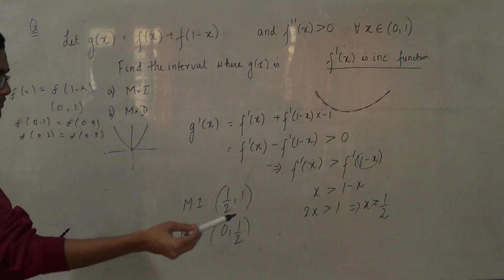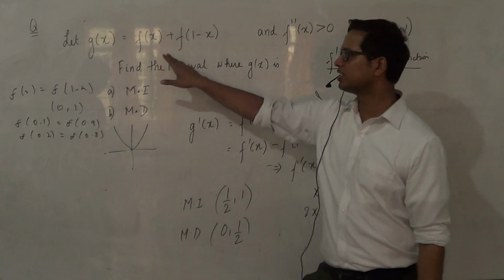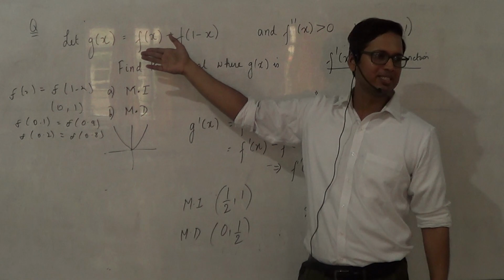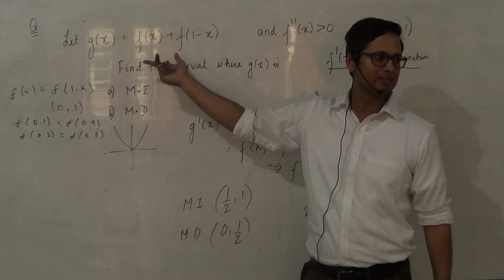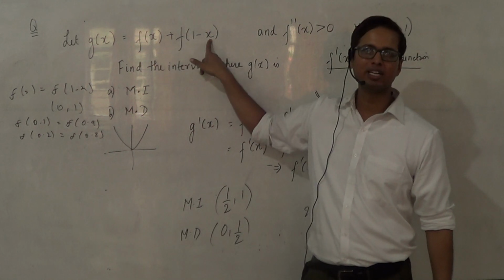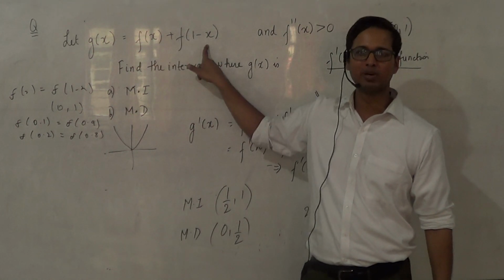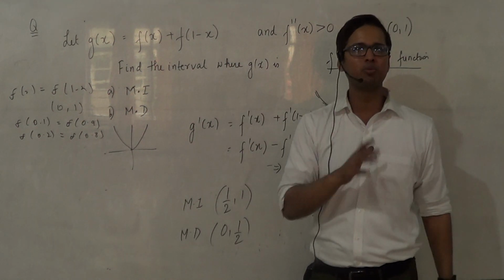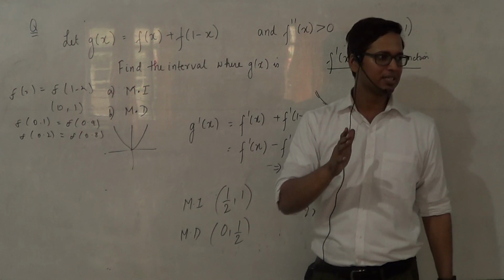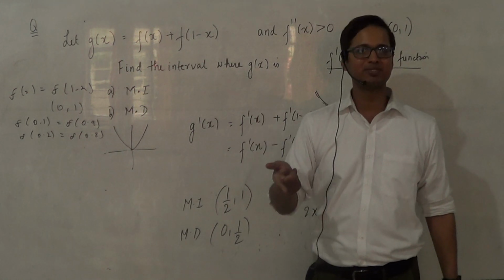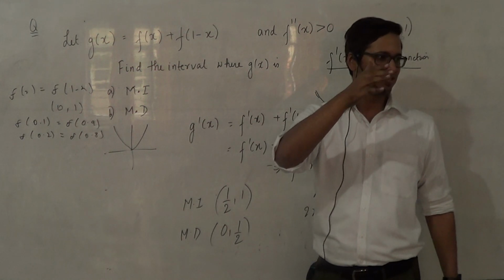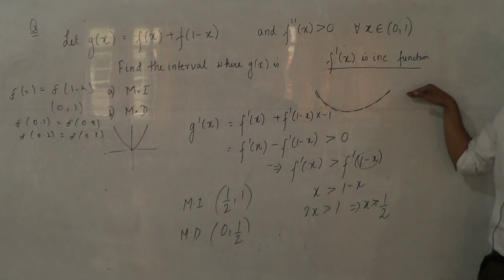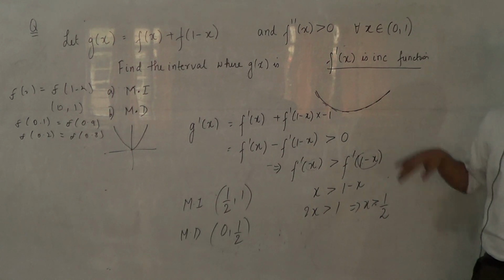Got it? So basically, because the function g of x is the sum of f of x and f of 1 minus x, the value that you will get for 0.1 is the same that you will get for 0.9. You see that? Because 0.1 will give f of 0.1 plus f of 0.9, and 0.9 will give you f of 0.9 plus f of 0.1, which adds up to the same thing. So you figured out that the function is symmetrical about x equal to 0.5, and you also figured out that there is a minima at 0.5, correct? The function is dropping like this, and then it is picking up from it. So decreasing from 0 to half and increasing from half to 1.